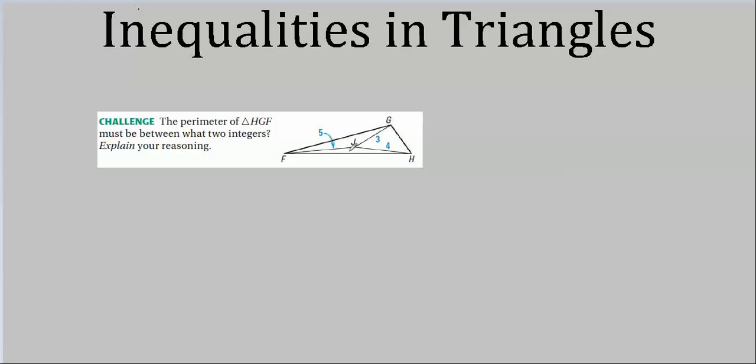And then we can use our triangle inequality to determine possibilities for the perimeter. Because what is the perimeter? Well, it's this side plus this side plus this side. So all we have to do is find limits for each of these sides, and we'll find limits for the perimeter of the whole triangle. It'll make more sense if we do it.